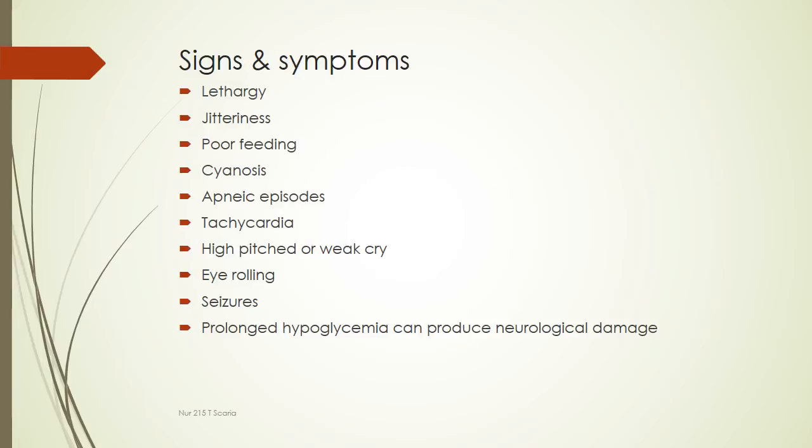Signs and symptoms of hypoglycemia are lethargy, jitteriness, poor feeding, cyanosis, apneic episodes, tachycardia, high-pitched or weak cry, and eye rolling. In case of severe hypoglycemia, you may see seizures, and prolonged hypoglycemia can produce neurological damage. That is why we need to pay real attention to this, because the drop can happen quickly and it can cause neurological damage. So you don't want to see repeated numbers below 30, then you have to do some interventions.